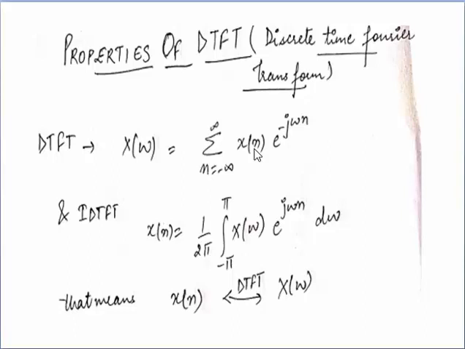Today I am going to deliver my lecture on properties of discrete time Fourier transform. First of all, what is discrete time Fourier transform? It is X(ω) equal to summation n tends to minus infinity to infinity x(n) e raised to power minus jωn, and the inverse of discrete time Fourier transform is x(n) equal to 1 by 2π integration from minus π to π X(ω) e raised to power jωn dω. That means x(n) DTFT is X(ω) and vice versa is also true.